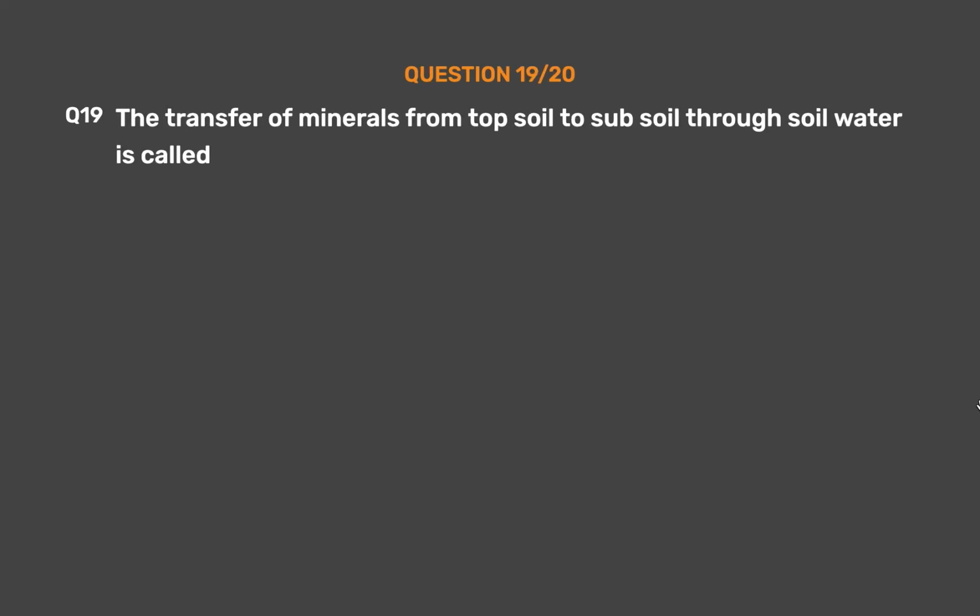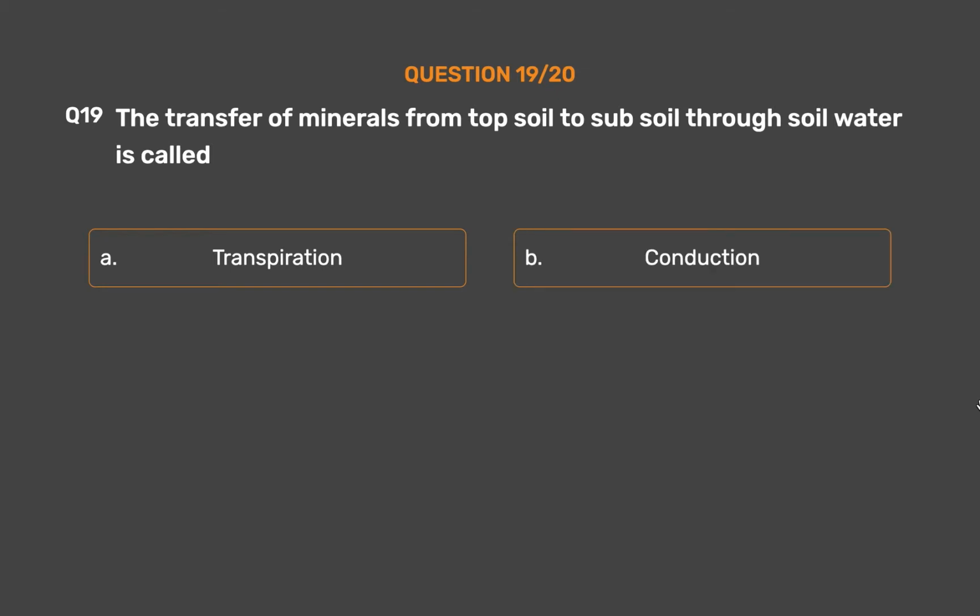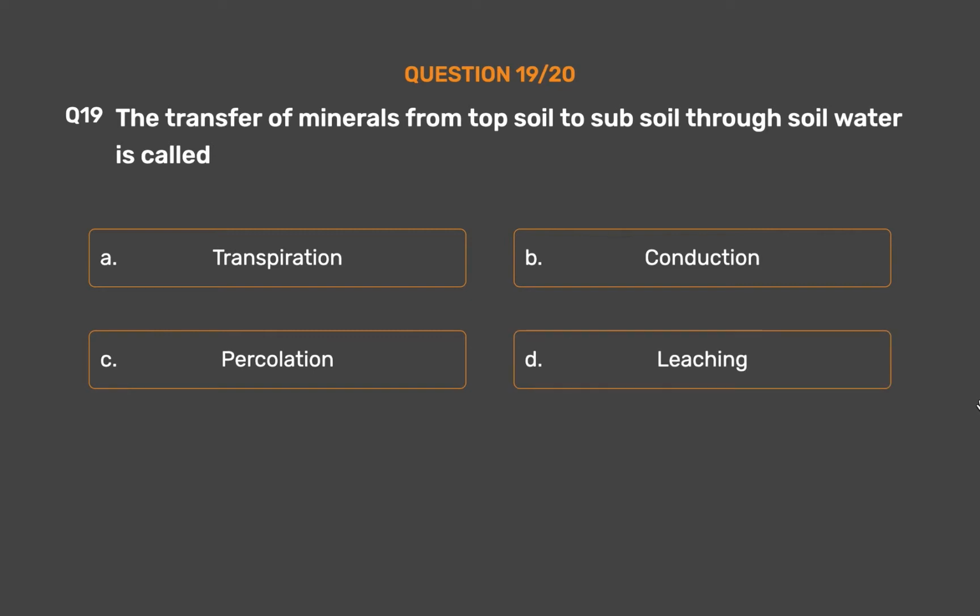Question number 19. The transfer of minerals from topsoil to subsoil through soil water is called: Option A. Transpiration. Option B. Conduction. Option C. Percolation. Option D. Leaching.